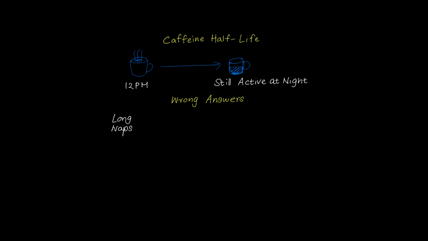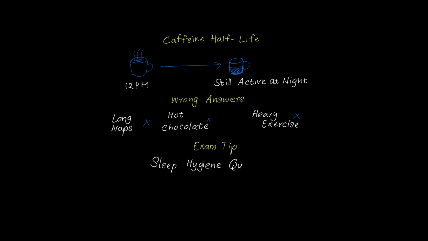Long afternoon naps drain the body's sleep pressure, the drive that builds up the longer you stay awake, and that pressure is what makes falling asleep at night feel natural. Hot chocolate before bed sneaks in caffeine and cocoa stimulants exactly when you need to wind down. Heavy exercise 1 hour before sleep raises core body temperature and heart rate, which pushes the body into alert mode instead of rest mode. The first lever a nurse teaches then is cutting daytime caffeine.